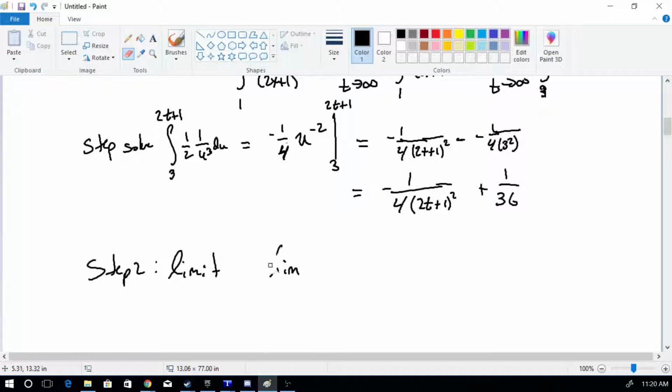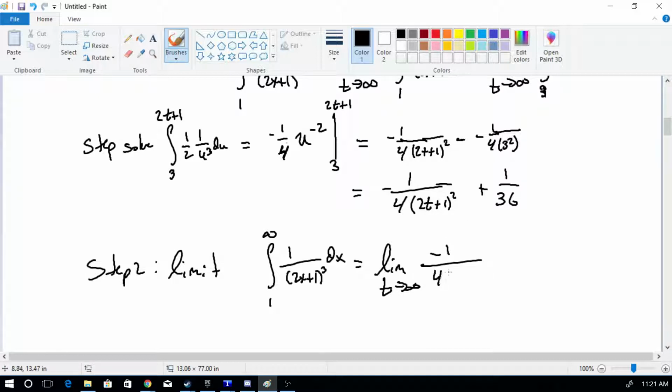So with our work, we have the integral from 1 to infinity of 1 over (2x plus 1) cubed dx is now equal to the limit as t approaches infinity of -1 over 4 times (2t plus 1) squared plus 1 over 36. So that's great. We've taken this improper integral, the 7.8 question, and reduced it down to a question that we solved in chapter 2 of Calc 1.